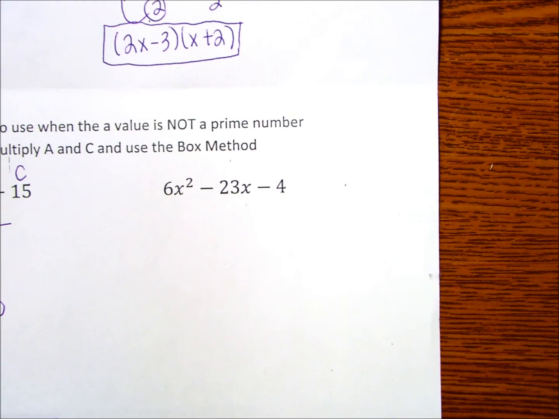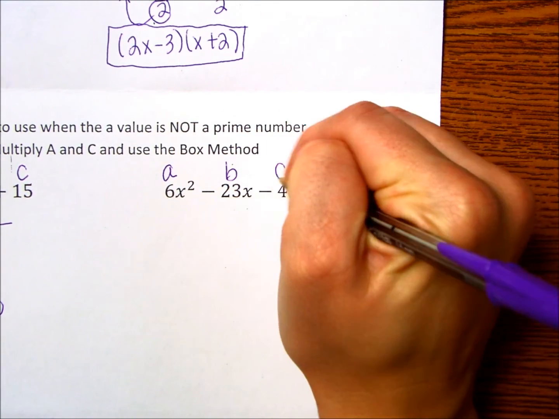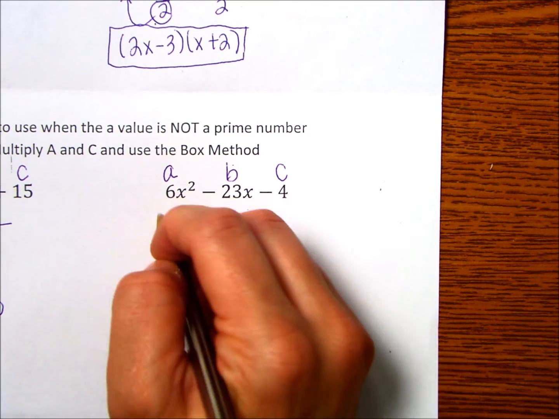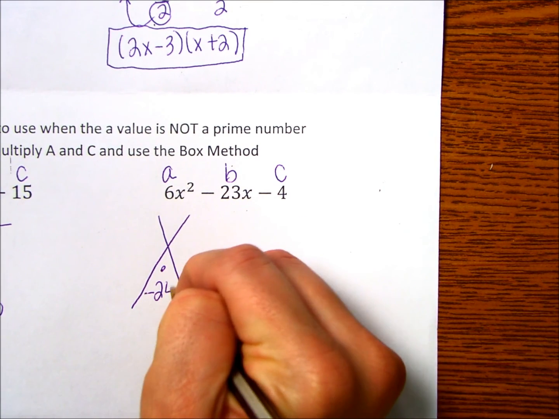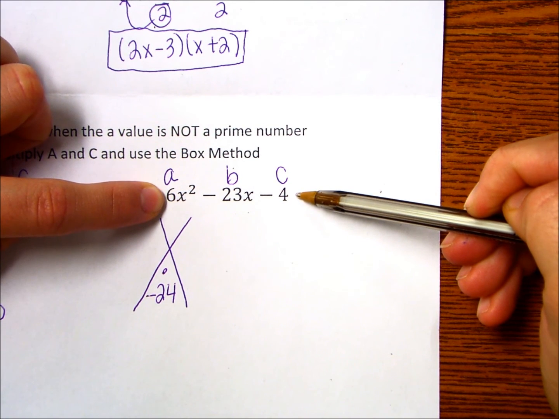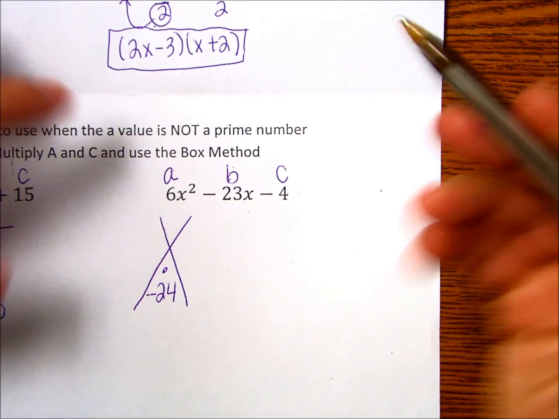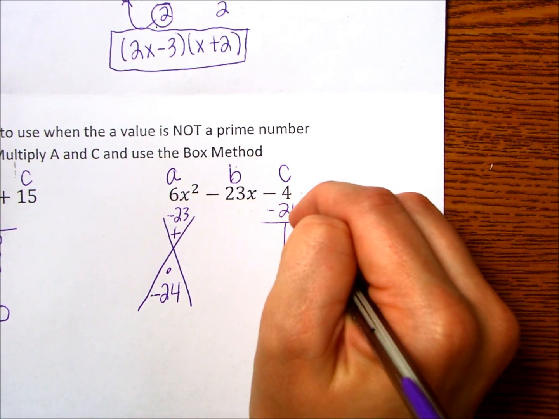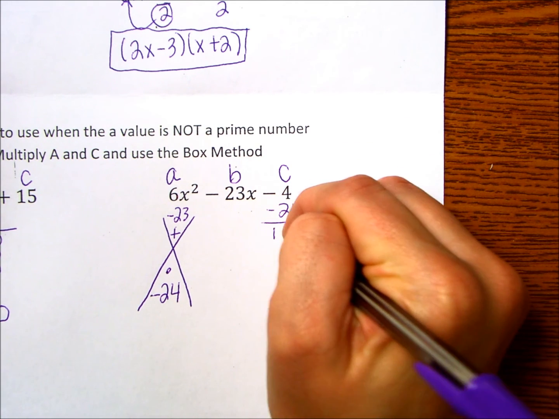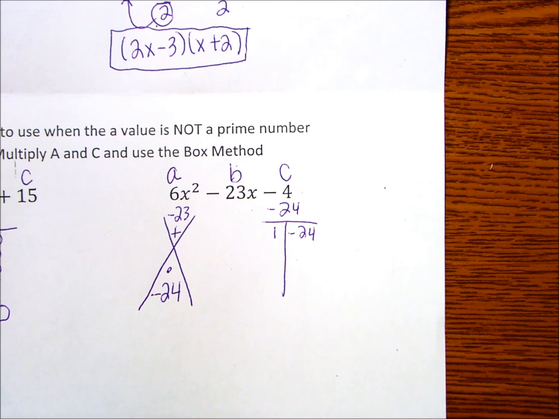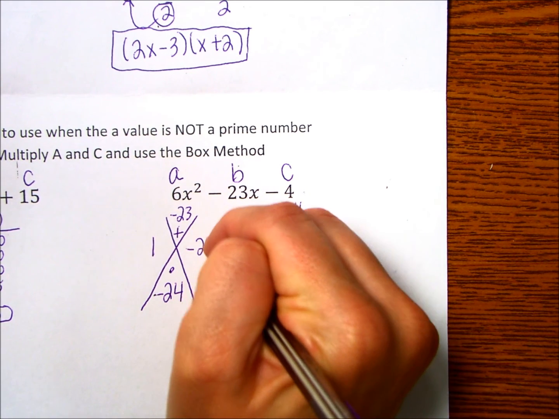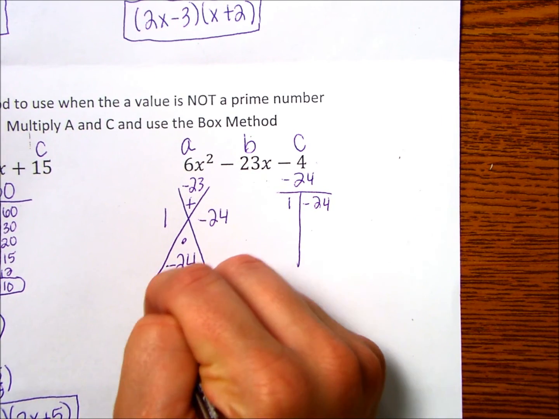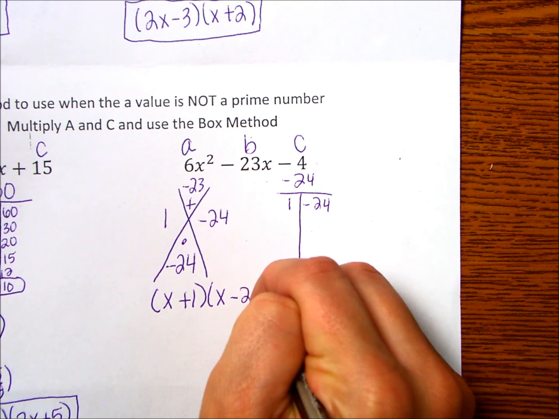All right, let's try one more. A value is 6, B value is negative 23, C value is negative 4. So I'm trying to find two numbers that multiply to give me negative 24. 6 times negative 4 gives me that negative 24, and adds to give me negative 23. All the factors of negative 24, well, 1 and negative 24, I don't need to continue because that will do it. 1 and negative 24, multiply, they give me negative 24, add them, I get negative 23. So then this is x plus 1 times x minus 24.